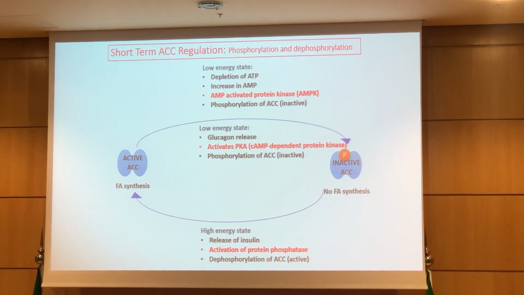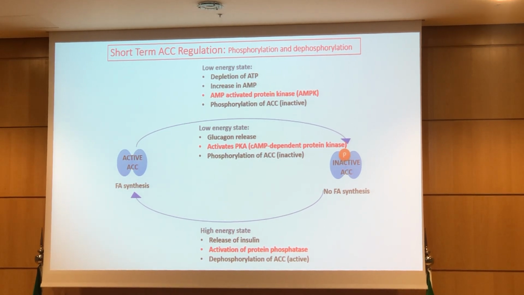When you phosphorylate, you need a kinase. When you dephosphorylate, you need a phosphatase. When it is in a dephosphorylated state, it works. So anything that will dephosphorylate it will make the enzyme work. And if you look at the bottom, high energy state, in other words, more ATP than AMP, insulin, activation of the phosphatase, will make this enzyme work.